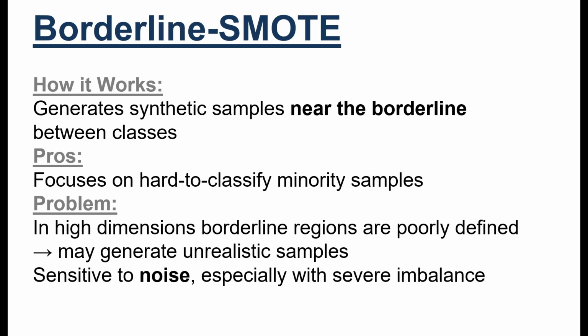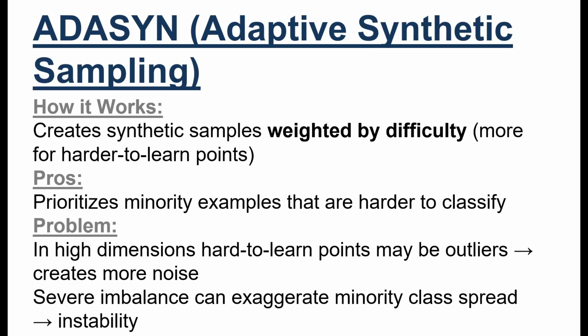Borderline SMOTE is a smarter variant. Instead of generating samples everywhere, it focuses only on the borderline between classes, the hardest to classify samples. This sounds great in theory, but in high-dimensional data, class boundaries become poorly defined, and when the imbalance is severe, these borderline regions tend to be noisy, so the method generates unrealistic samples in exactly the areas where the data is most uncertain.